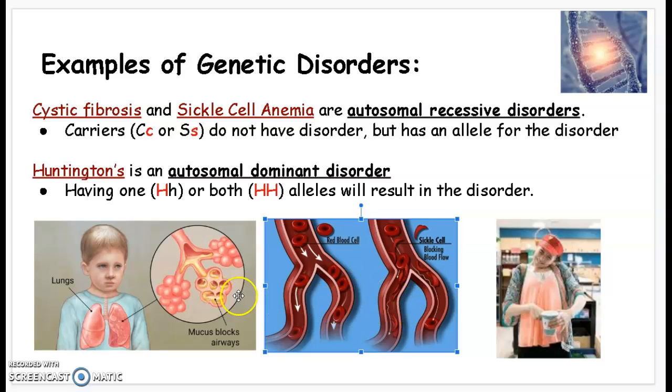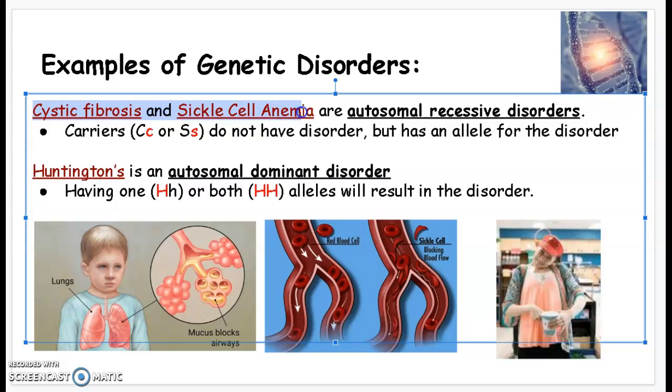Now, these two examples, cystic fibrosis and sickle cell anemia, are autosomal recessive disorders. And so you all know what a recessive trait means. So these disorders are recessive. In order to have a disorder, both of your alleles need to be recessive. But if you're a carrier, which means you only have one allele that is recessive, you don't have the disorder, but you carry an allele for the disorder.